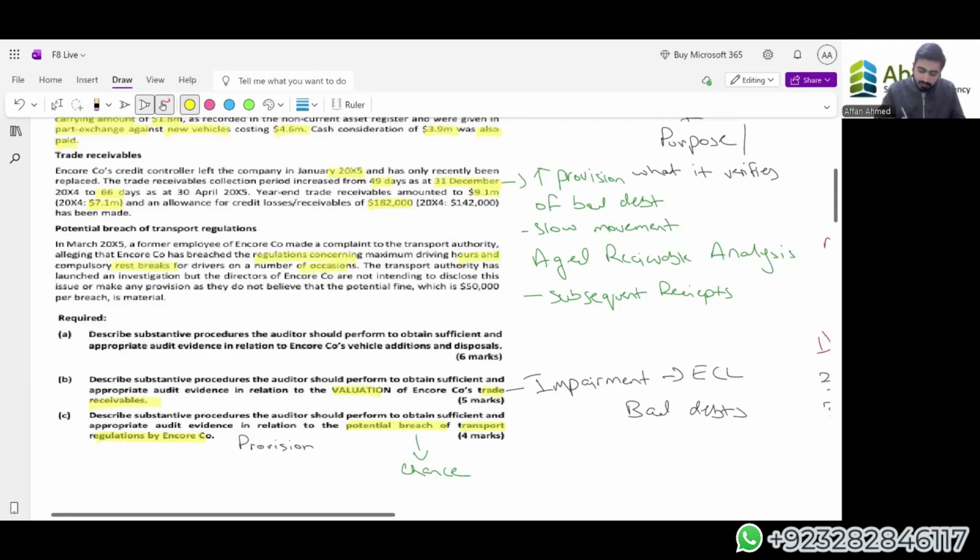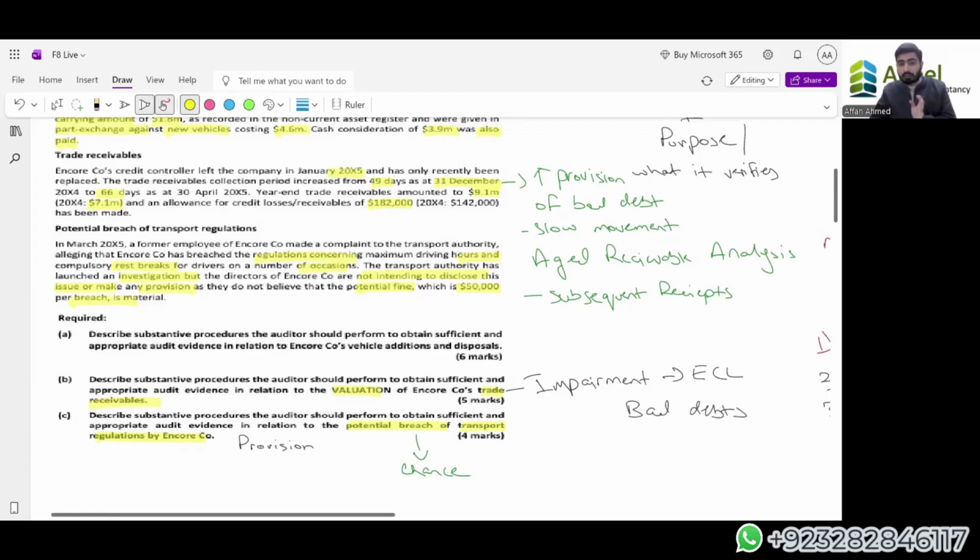The Transport Authority has launched an investigation. So the investigation can go in our favor or against us as well, so we have to keep in mind the worst case scenario and the best case scenario as well. Now, the directors of Incor company are not intending to disclose this issue or make any provision, and they do not believe that the potential fine, which is $50,000 per breach, is material. Okay, they are not taking this seriously.